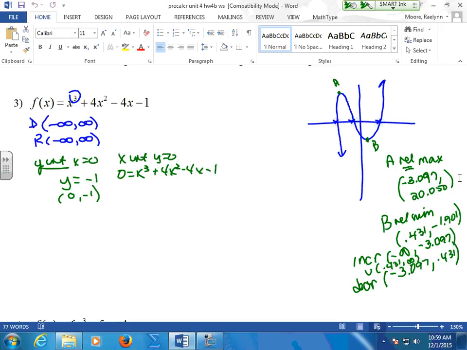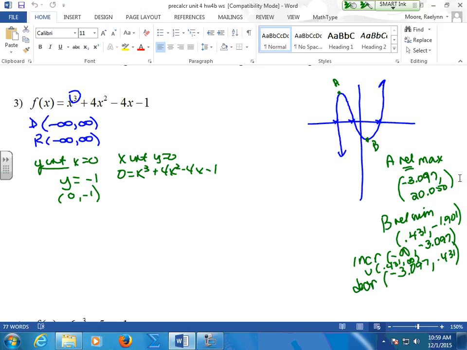Can I factor this? No. So now instead of factoring, we use synthetic division. But I need a starting point. So I need to look at my table, and you can pull out as many as you see.